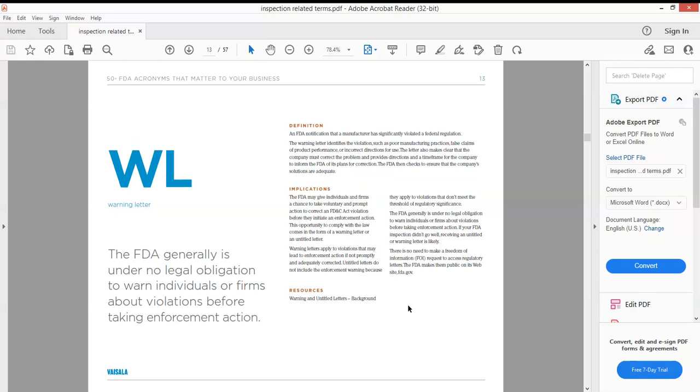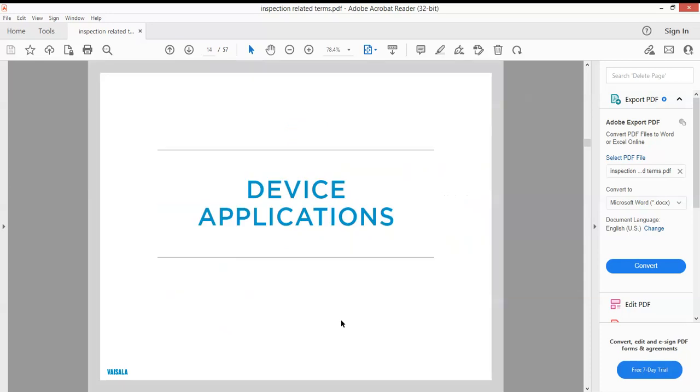And the most important is the warning letter. The FDA generally undertakes no legal action but warns individuals or firms about the violation before taking enforcement actions. Thank you.